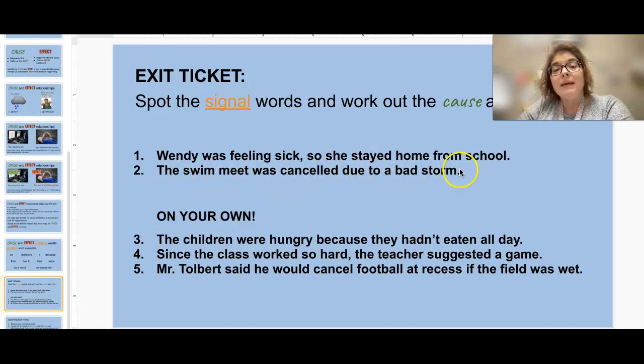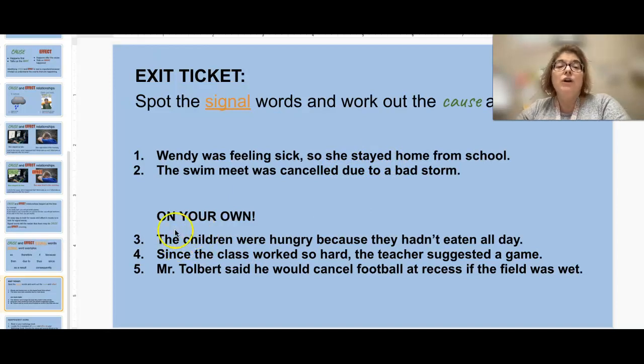The swim meet was canceled due to a bad storm. Why was the swim meet canceled? What's the reason? The cause is a bad storm. The effect, the swim meet was canceled, is because of a bad storm. Okay, due to a bad storm. So the cause of the swim meet being canceled is that there was a bad storm. And the signal words are due to.